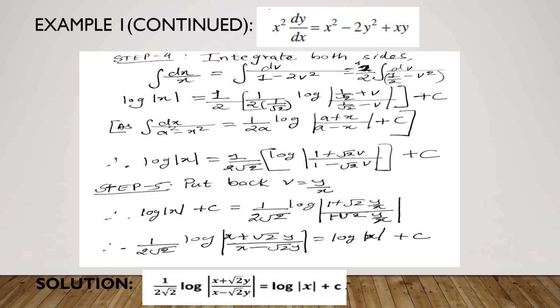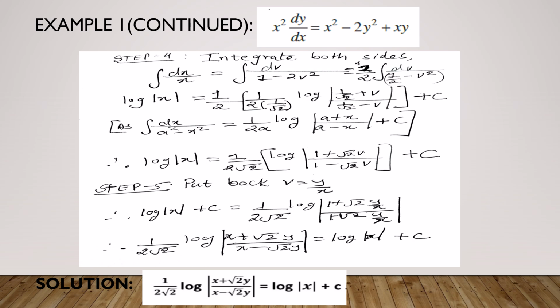So your a is 1 upon root 2. Just put the values and you will be getting half into bracket 1 upon 2 into 1 upon root 2 log of 1 upon root 2 plus v upon 1 upon root 2 minus v plus c. Now next step is after simplification you again put back y by x as v. That means wherever there is v, just put y by x. So it will be log of mod x plus c is equal to, c is a constant, you can take it on any side.